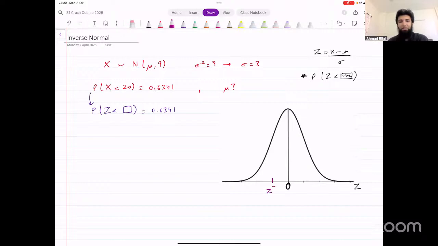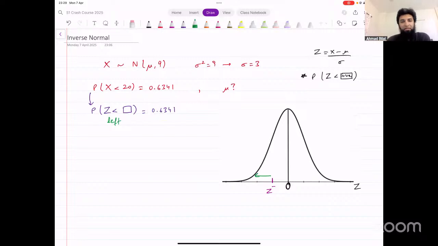This would be z if it was negative. We are saying the probability that z is less than this value. So basically, we are looking at the left side of that value. To the left of that value, the probability is 0.6341.